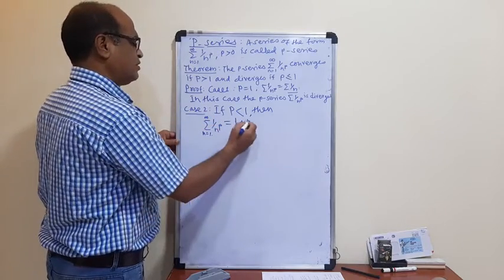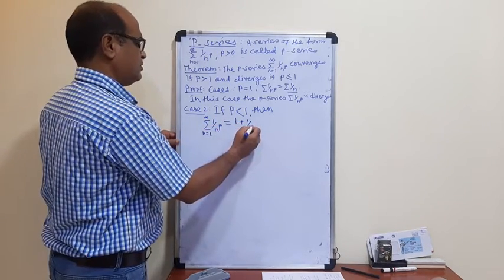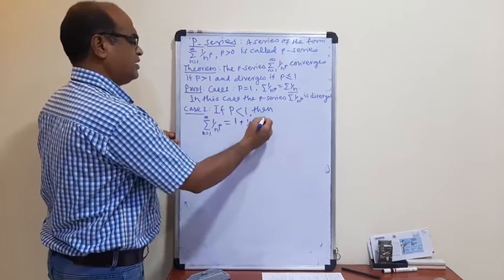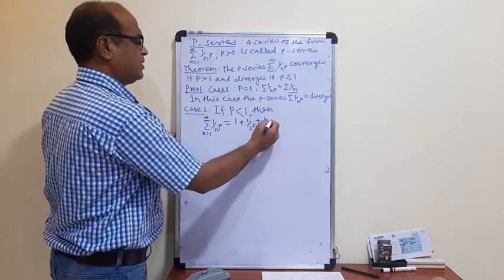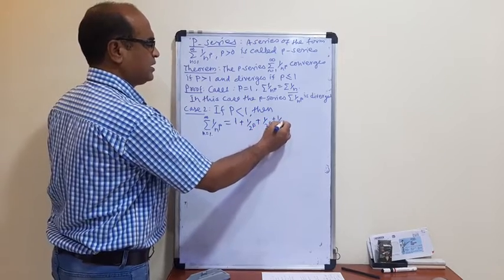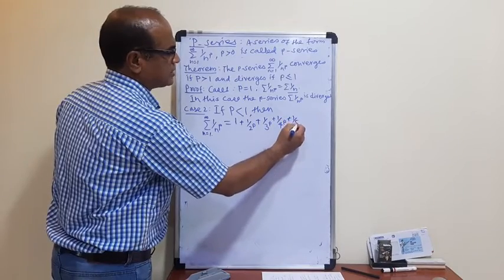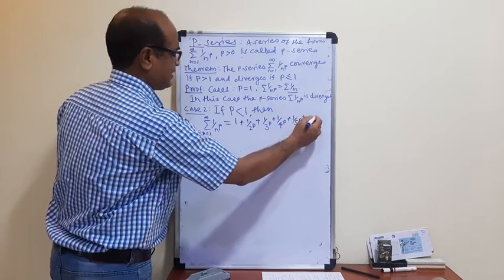So put n is equal to 2. So 2 raised to p. Put n is equal to 3: 1 upon 3 raised to p, plus 1 upon 4 raised to p, and so on. Okay? So this is the p series here.